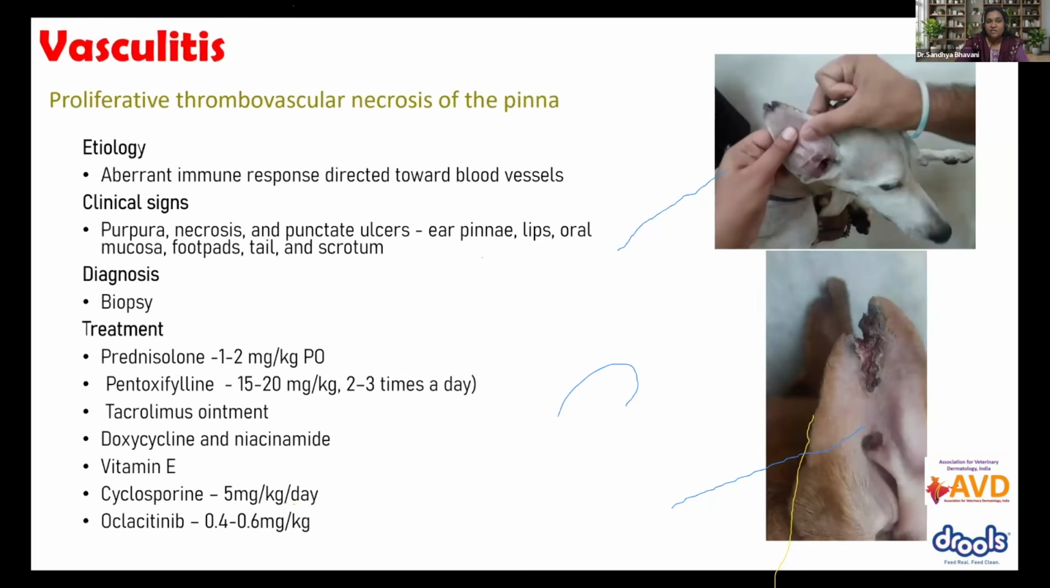Vasculitis is another immune-mediated condition where the blood vessels are affected. Here punctate ulcers or necrosis or purpura of the ear tip will be seen, and sometimes the oral cavity, mucosa, or foot pads can also be affected. Here you have to go for biopsy. The treatment options are prednisolone to suppress the immune system, and to maintain the blood vessel wall integrity you have to go for pentoxifylline, and calcineurin inhibitor ointments can be used. Along with that, immunomodulators like doxycycline and niacinamide and the antioxidant vitamin E can be given. In any refractory cases, you can go for cyclosporin or oclacitinib.